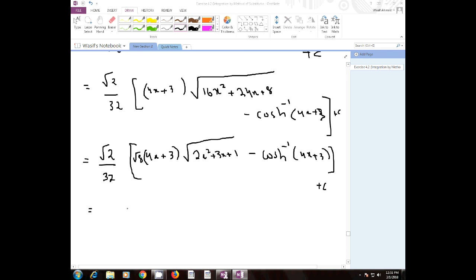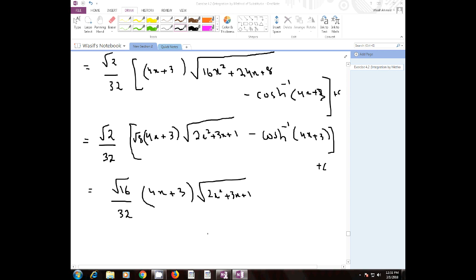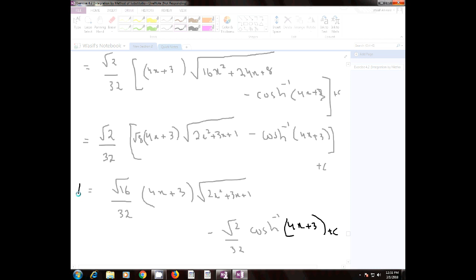Now you have to apply the distributive law. Apply the distributive law here. You have square root 2 and square root 8, they get multiplied and they become square root 16 divided by 32, and 4x plus 3 square root 2x square plus 3x plus 1, and minus square root 2 divided by 32 cos hyperbolic inverse 4x plus 3 plus constant of integration. So this is the value of I1.